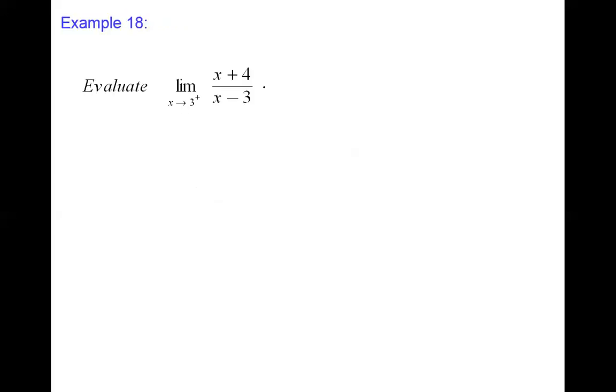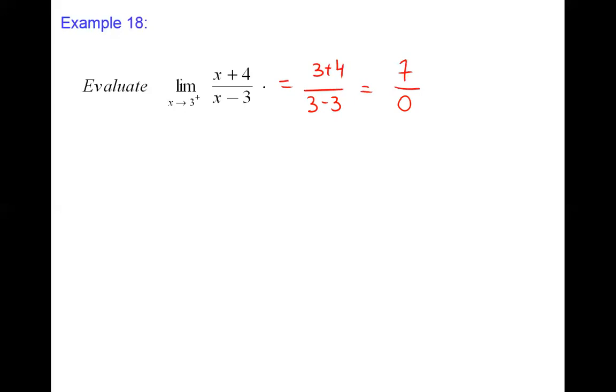Now we don't have absolute value, but let's see what we have. Limit as x goes to 3 from the right-hand side, and the function is x plus 4 over x minus 3. By direct substitution, I have something like this. 7 is fine, but I do have 0. First of all, this is not a type 0 over 0. No, we don't have a common factor. We can't find a common factor.